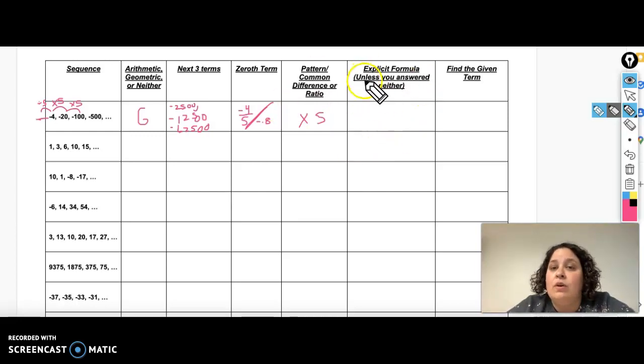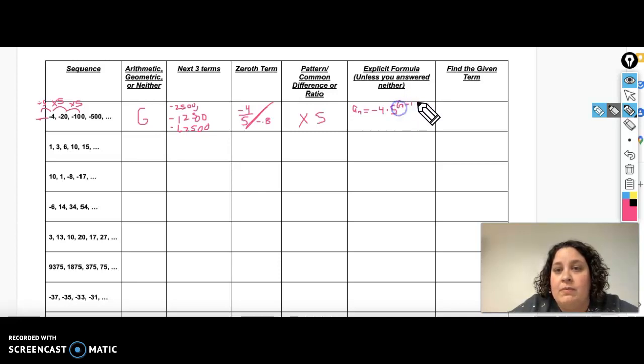Perfect. So now we're going to move on to our formula. We're going to remember our formula is a_n equals our first term, which in this case is -4, times our pattern, or what's happening, our ratio. In this case, it's 5 to the n minus 1 power. So this should be my formula.